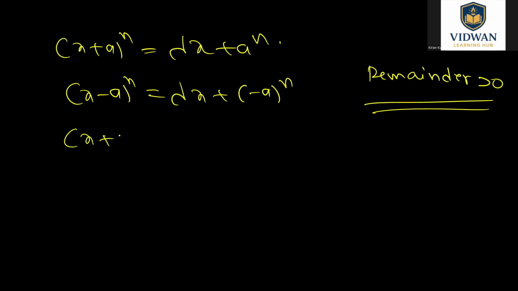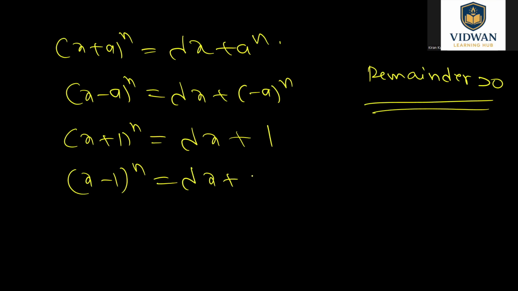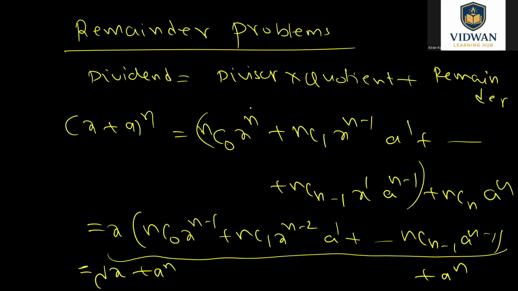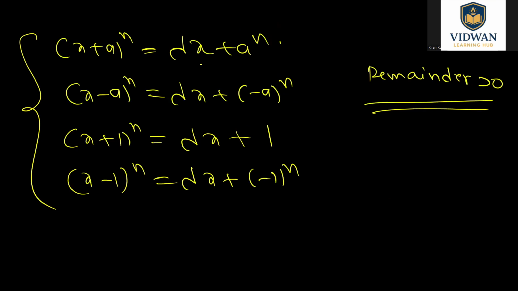And whenever it is (x + 1)^n expansion, you can write lambda x plus 1^n, which is 1 only. And if it is (x - 1)^n, it is lambda x plus (-1)^n. So remember this as a shortcut. For all such questions, we can directly write this. We need not write the full expansion that I wrote. So this is all reduced into this format, where x is the divisor and a^n is the remainder r.